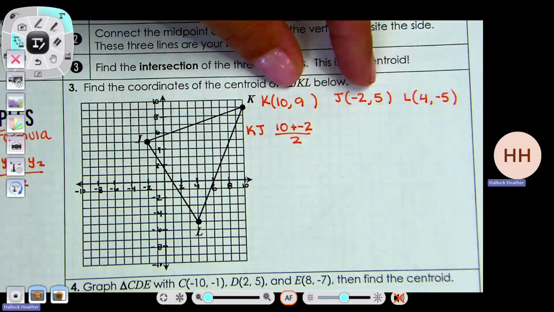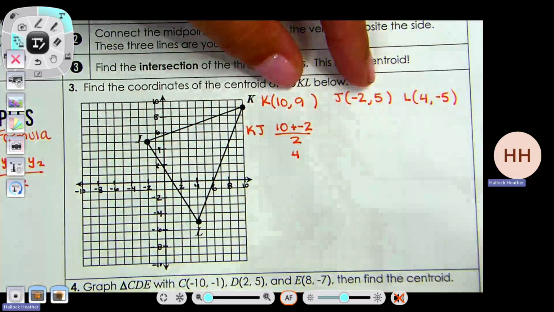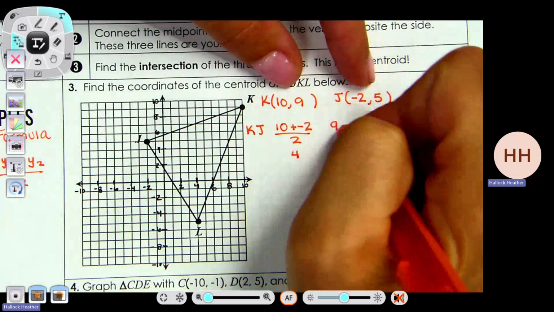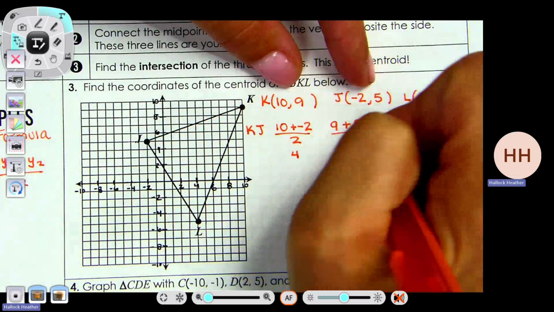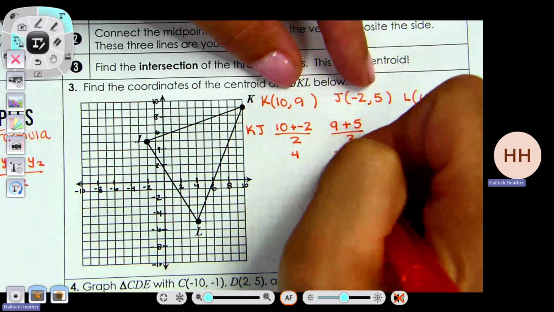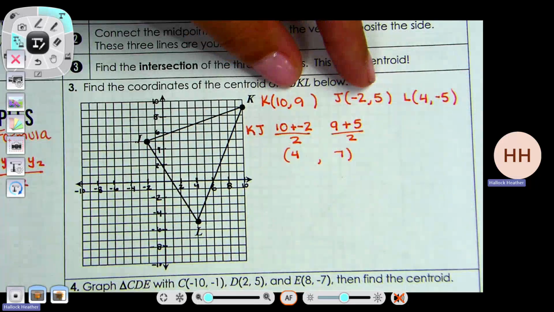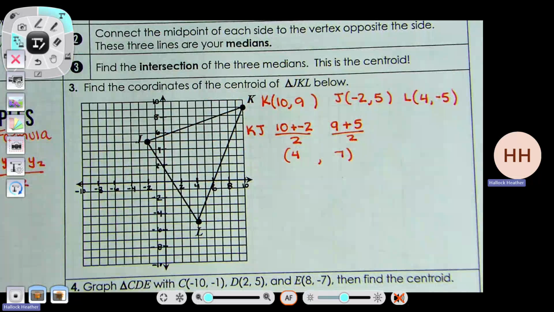10 plus negative 2 is 8. 8 divided by 2 is 4. So I'm just going to write 4 down here. The next thing I'm going to do is the y's. So I'm adding 9 and 5, and I'm dividing by 2. 14 divided by 2 is 7. And that's what I mean by, you don't really need to write out the work. I'm going to show the work for the first one because it's an example. So when you look back, remember that they come together. One is x, one is y.